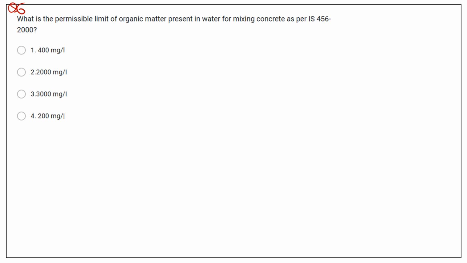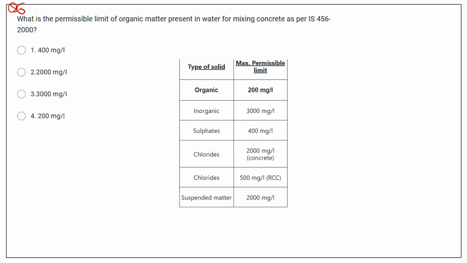So for permissible limits, there is one chart by IS 456-2000, and this is the chart. In this chart, the type of solids and the maximum permissible limits are given. Here they ask about the organic matter. So for organic matter, the maximum permissible limit is 200 mg per liter. For inorganic, 3000 mg per liter; for sulfate, 400 mg per liter; for chlorides in concrete, 2000 mg per liter; for chlorides in RCC, 500 mg per liter. Then for suspended matter, 2000 mg per liter.